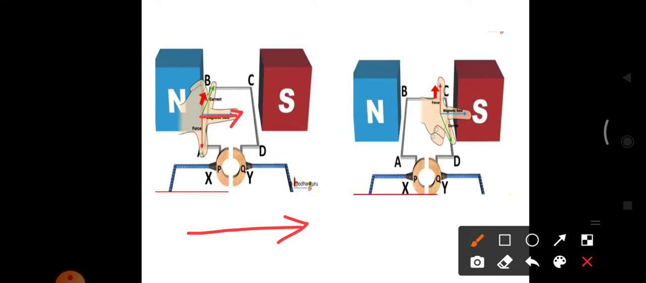In arm AB, the current is A to B. So this is the current direction, the middle finger. So the thumb shows the force direction. The same thing you have to use in arm CD also. This is the magnetic field direction. This is the current direction. Here the thumb is upward. So in arm AB, the force is downward. In arm CD, the force is upward.